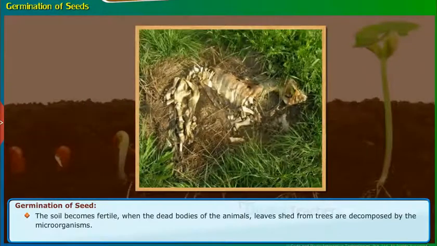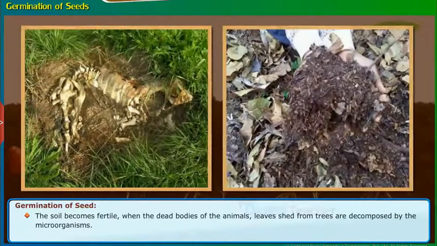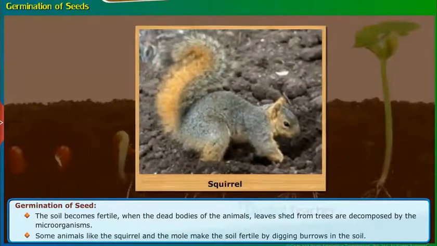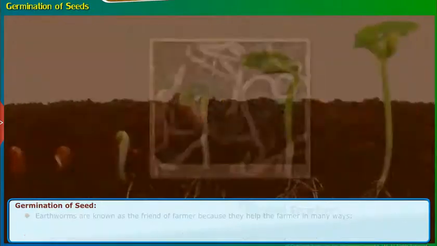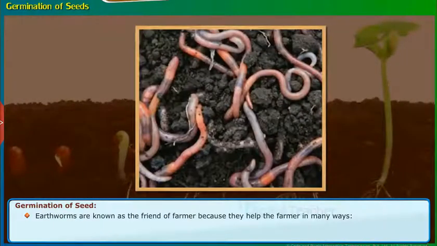The soil becomes fertile when the dead bodies of the animals and leaves shed from trees are decomposed by the microorganisms. Some animals like the squirrel and the mole make the soil fertile by digging burrows in the soil. Earthworms are known as the friend of the farmer because they help the farmer in many ways.